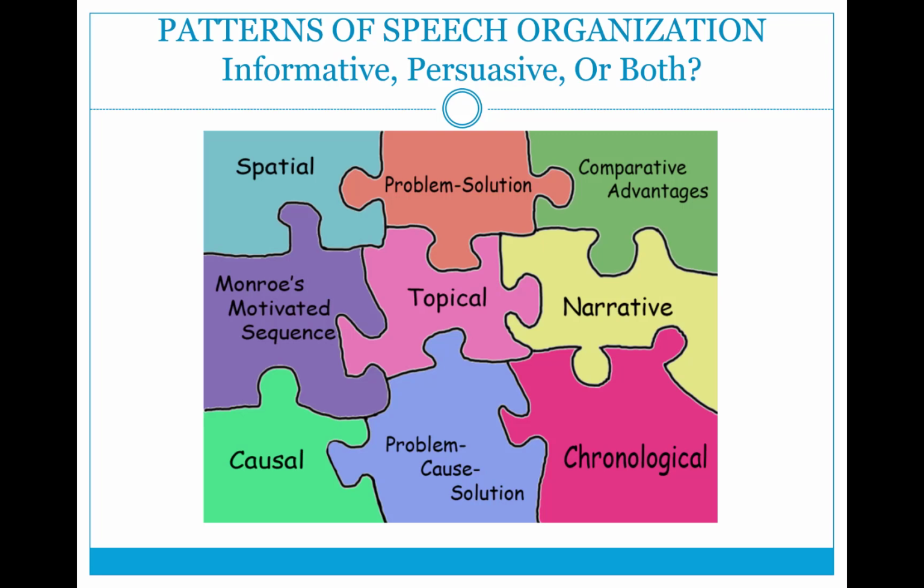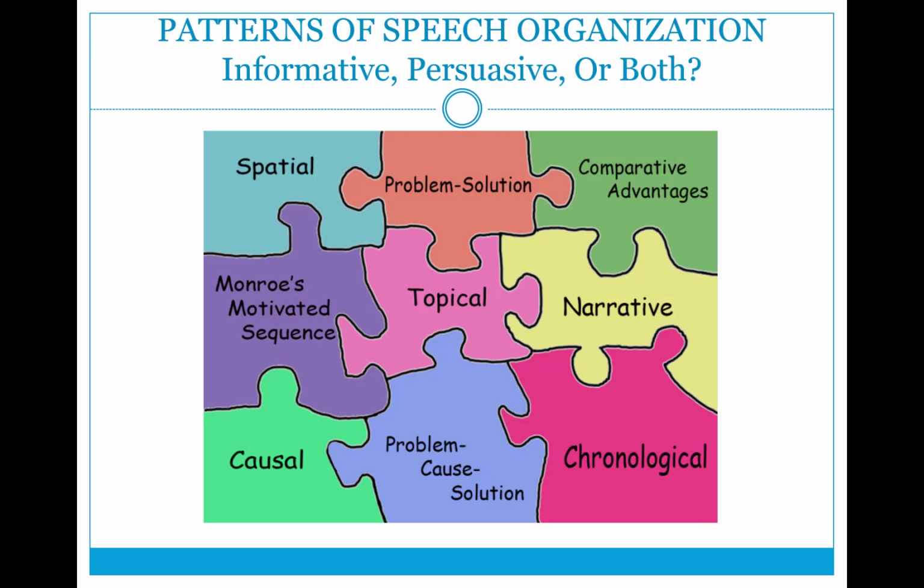What about comparative advantages? Comparative advantages is one of the ones that can be either. Because if you remember my earlier example when I talked about the Android versus the iPhone, if I were just sharing them and saying, here are the pros and cons for the iPhone and here are the pros and the cons for the Android, then it's informative, right? I'm not telling you what to do about this. I'm just giving you the different information on both of these different technologies. If I were trying to convince you that the iPhone was better than the Android, then I would be using comparative advantage to persuade. So that's one of the patterns of speech organization that can be either informative or persuasive.